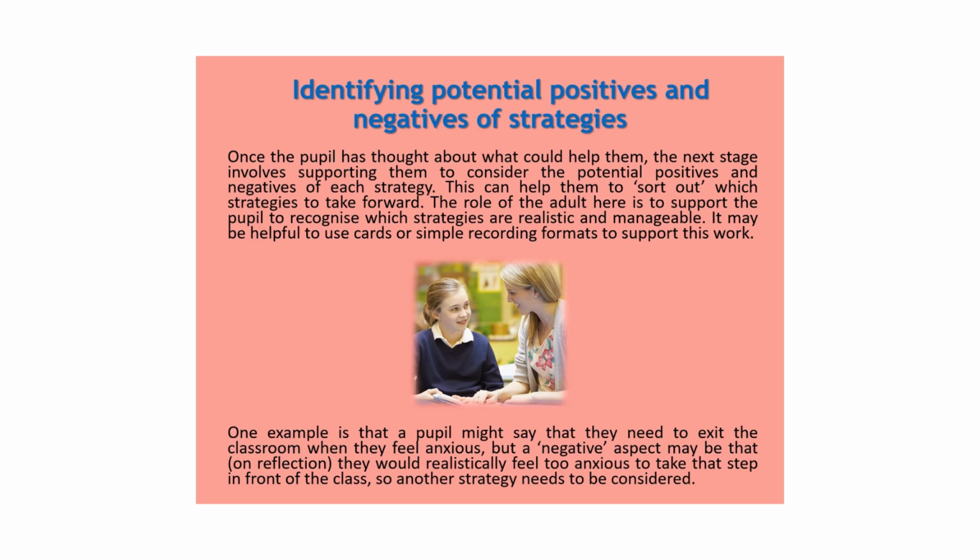One example is that a pupil might say that they need to exit the classroom when they feel anxious, but a negative aspect may be that, on reflection, they would realistically feel too anxious to take that step in front of the class, so another strategy needs to be considered.